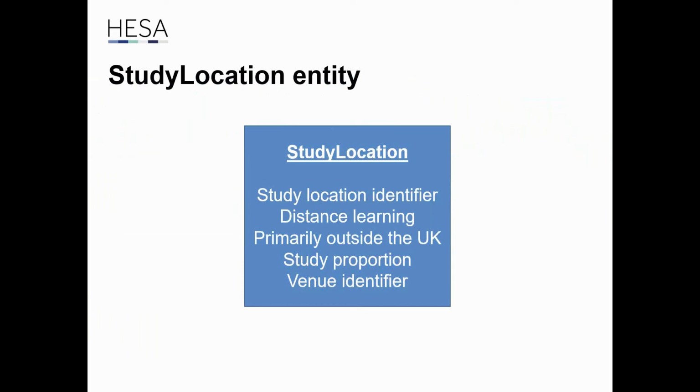So looking specifically at what fields are within the study location entity. We've got an identifier for the entity, as with a lot of other ones. And then we've got a flag to say that they are studying by distance learning. We've got a new field now that indicates the student is primarily outside of the UK for their study. And we've got a proportion on there and the venue identifier, which links it back to the venue entity.